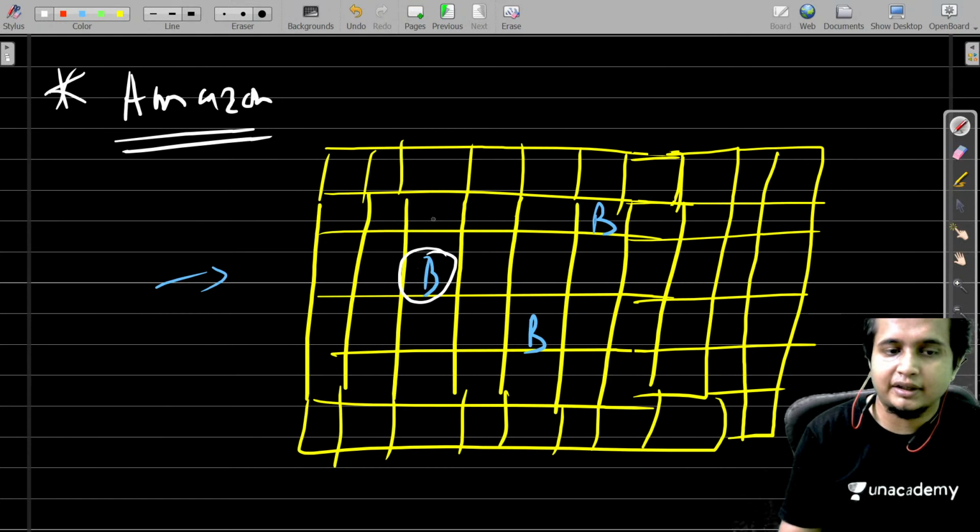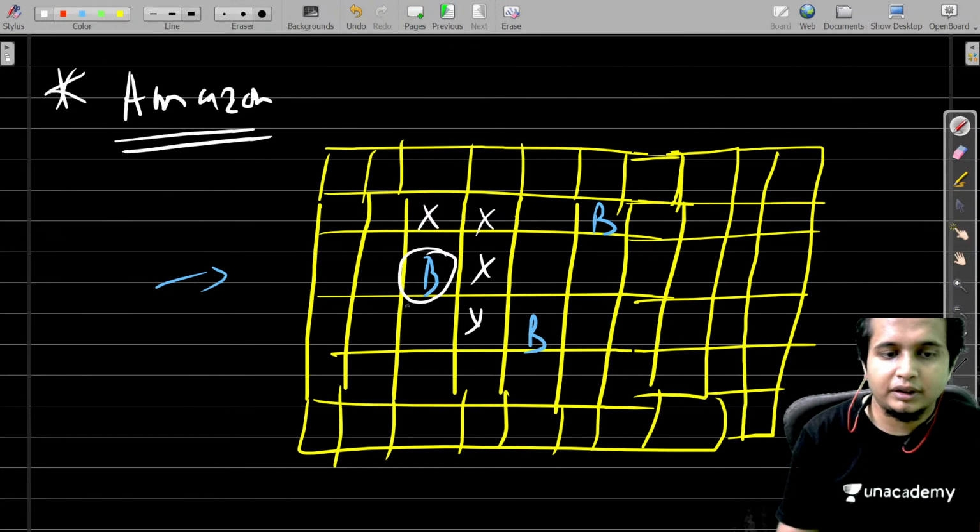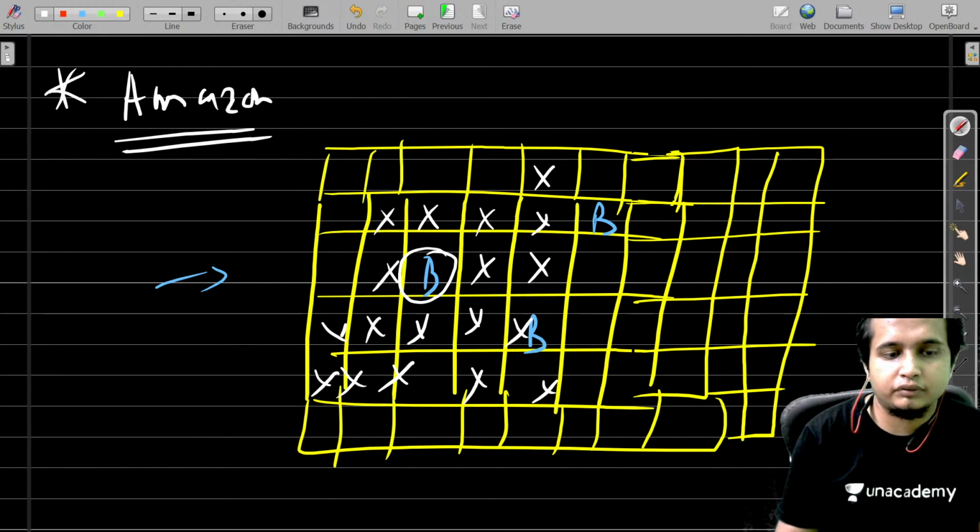In the next 1 second, all the adjacent parts, horizontally, vertically, as well as diagonally adjacent, it will destroy till here. And in the next second, it would destroy all of those parts which are at two unit distance from it. So all of this would be destroyed.